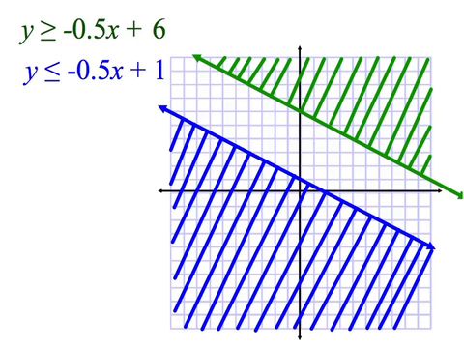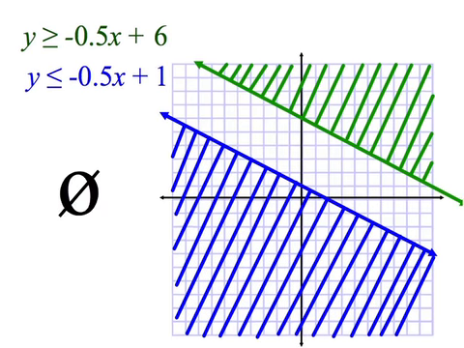And while there's a lot of points shaded, there's still no point that the two inequalities have in common. So just as it was when they were equations and there was no common solution, there's no common solution for these two inequalities, so we use the empty set symbol to show that there's no solution.